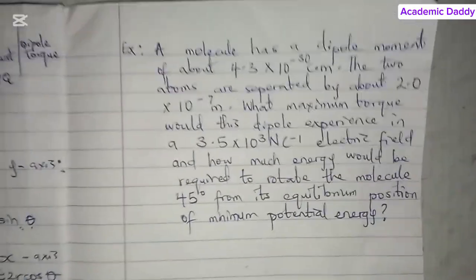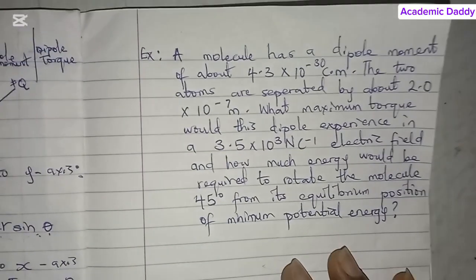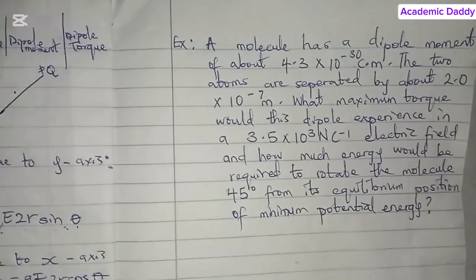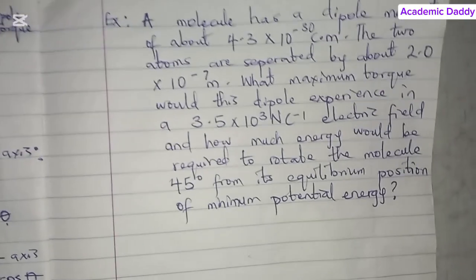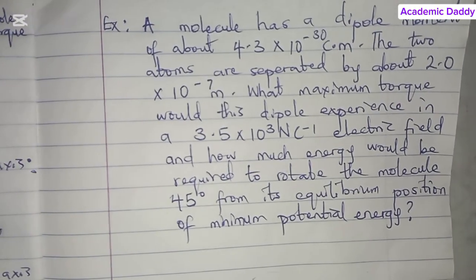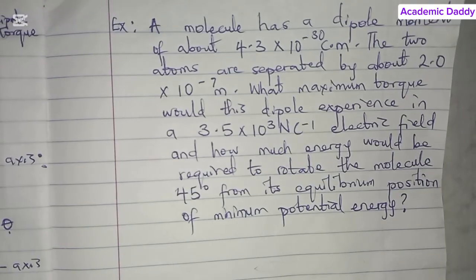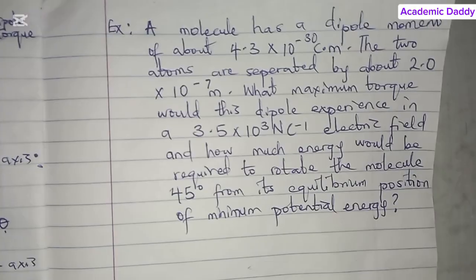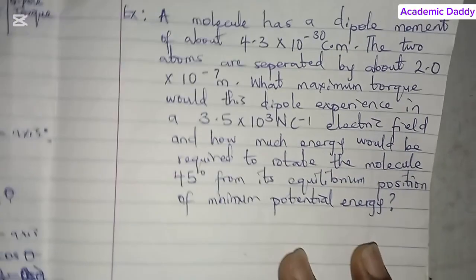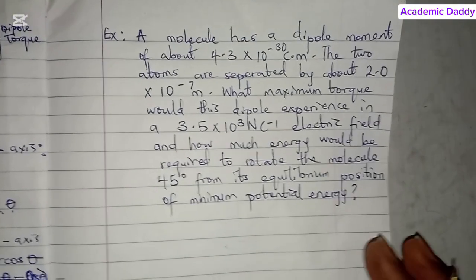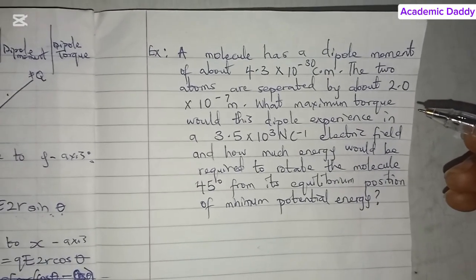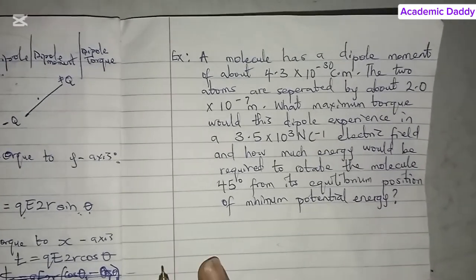So if I know this, we look at this question. The question says a molecule has a dipole moment of about 4.3 times 10 raised to the power minus 30 coulomb meter. The two atoms are separated by about 2.0 times 10 raised to the power minus 7 meter. What maximum torque would this dipole experience in a 3.5 times 10 raised to the power 3 Newton per coulomb electric field? And how much energy would be required to rotate the molecule 45 degrees from its equilibrium position of minimum potential energy?